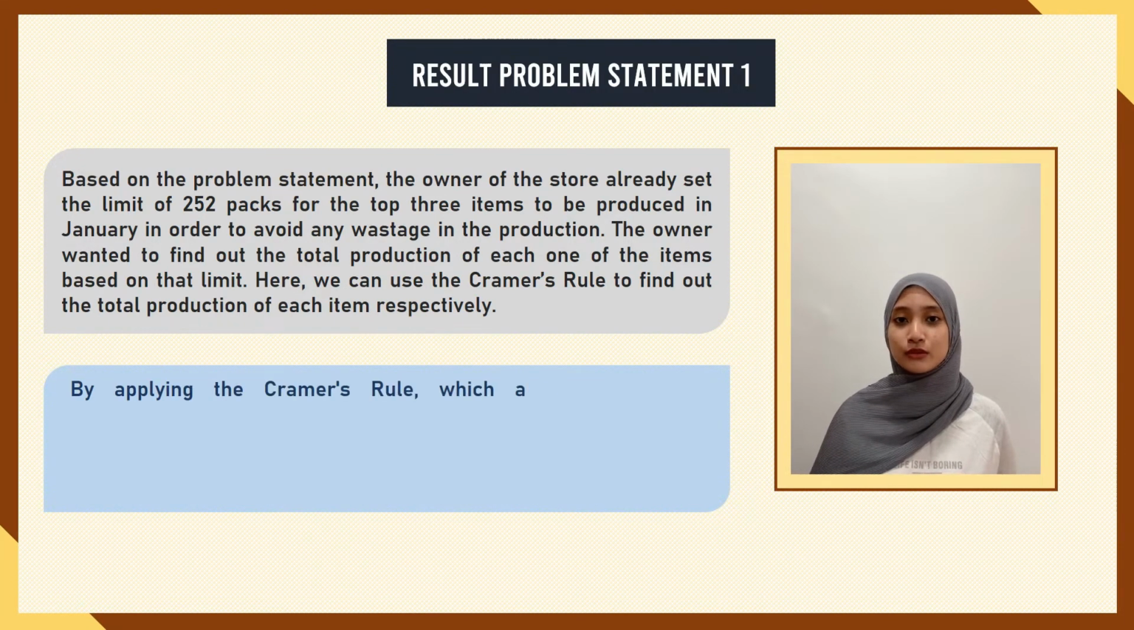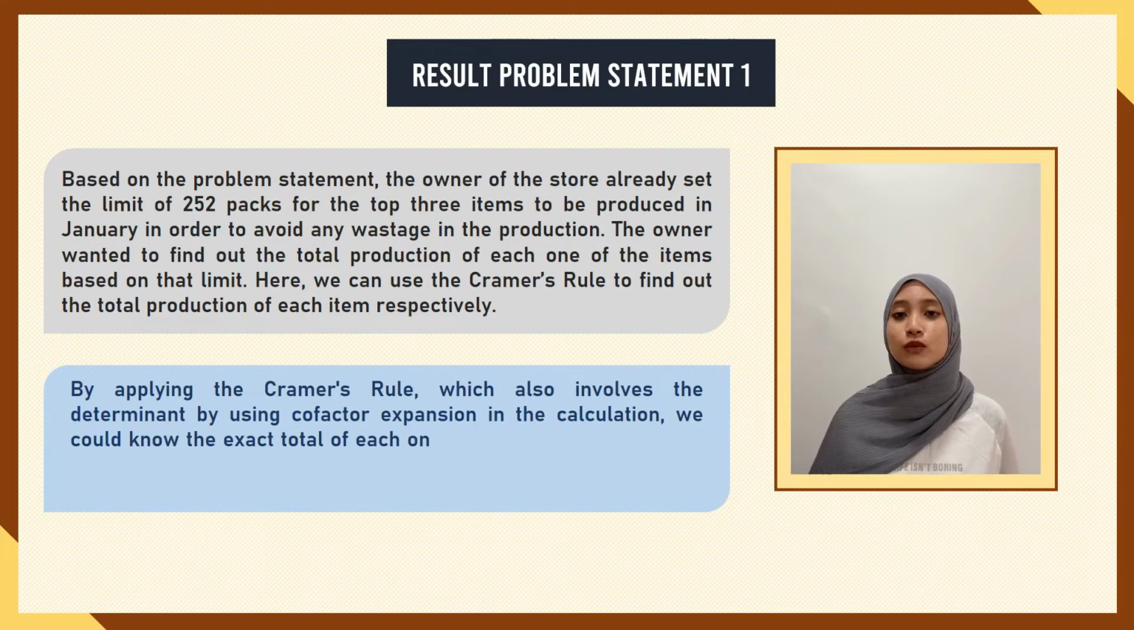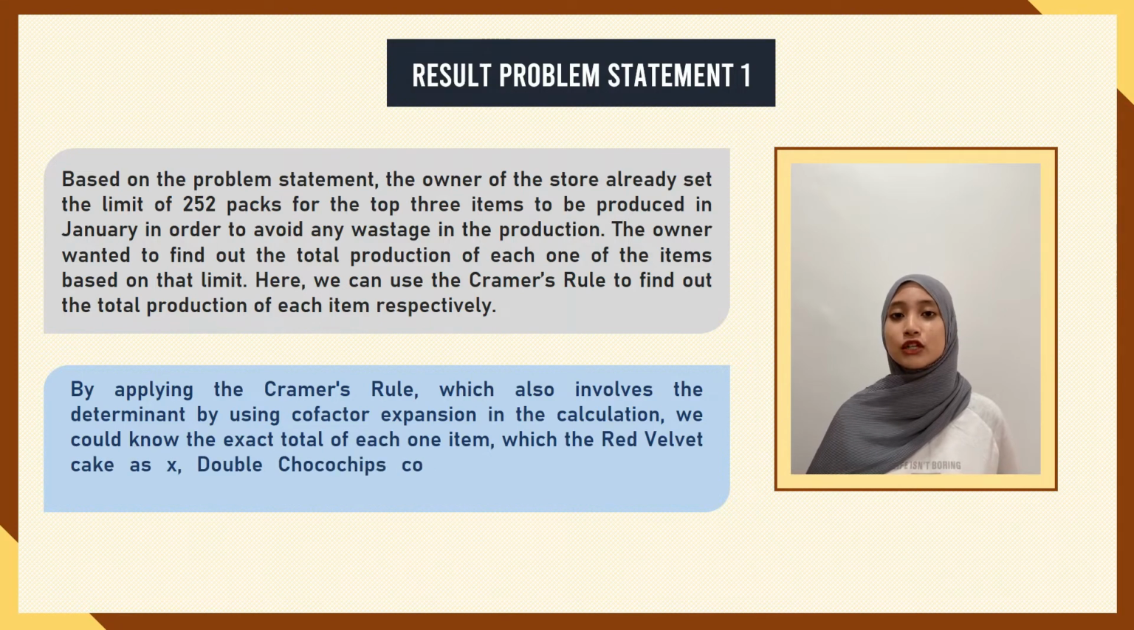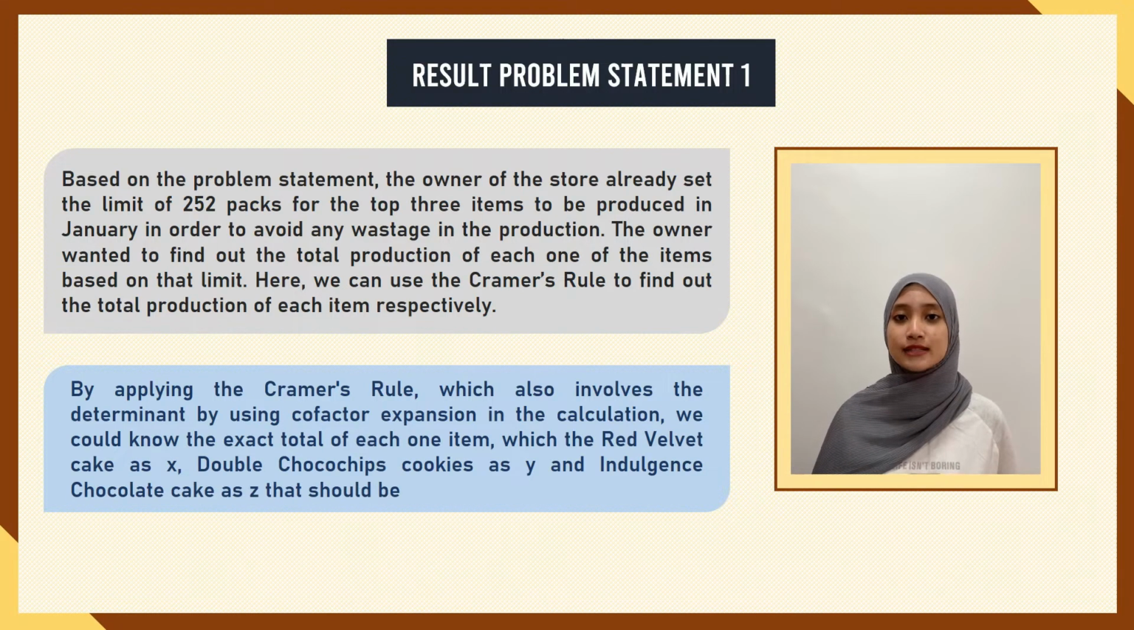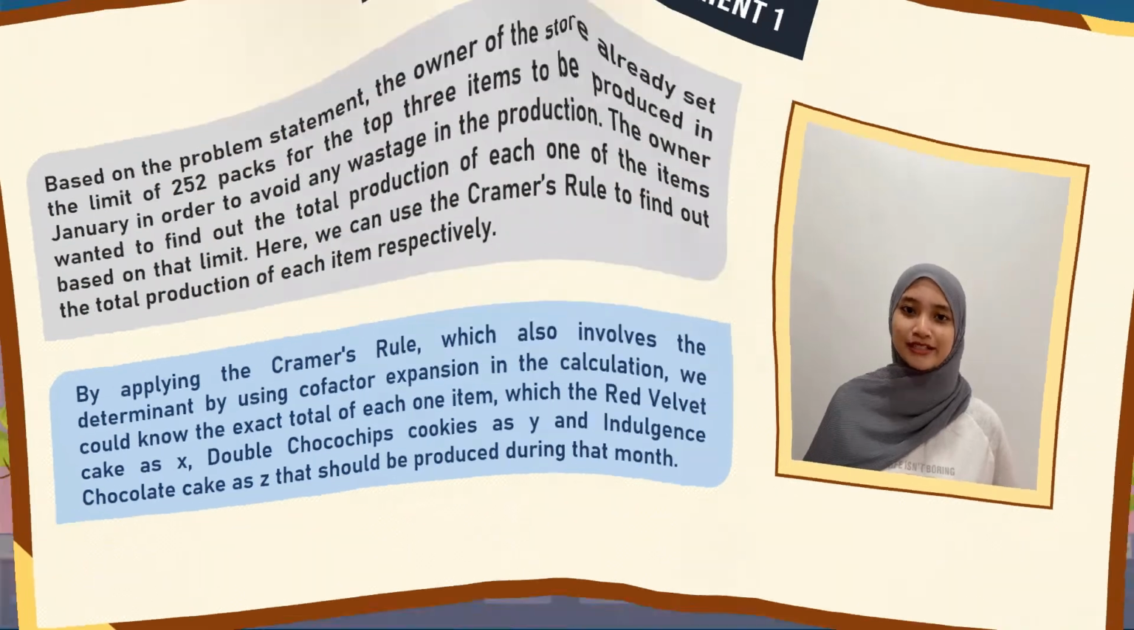By applying Cramer's rule, which also involves the determinant by using cofactor expansion, we could know the exact total of each item, with the red velvet cake as X, double chocolate chip cookies as Y, and indulgent chocolate cake as Z, that should be produced during that month.